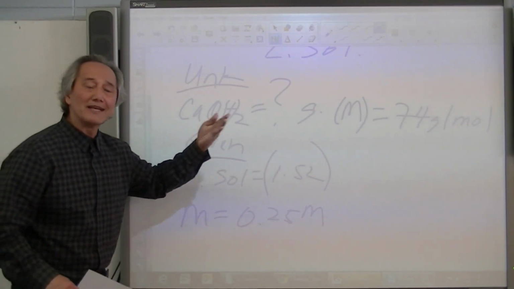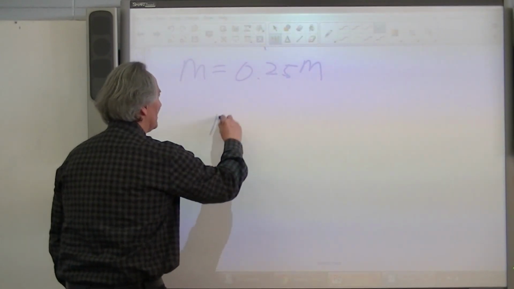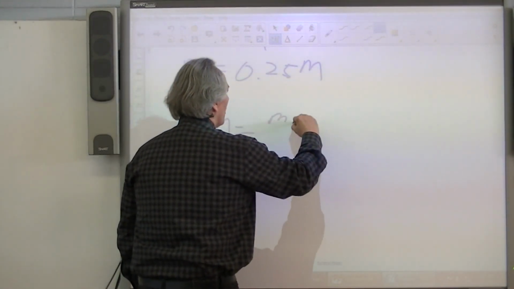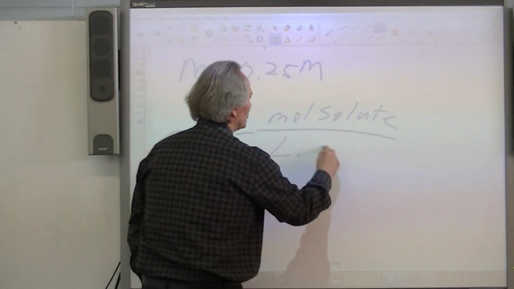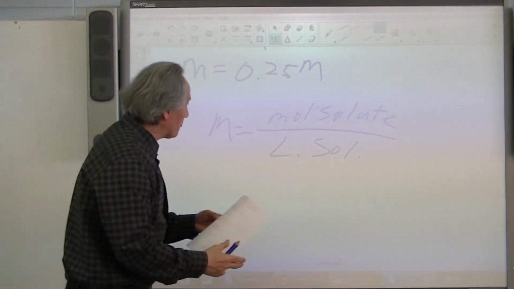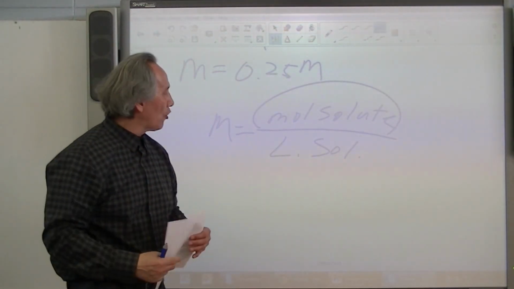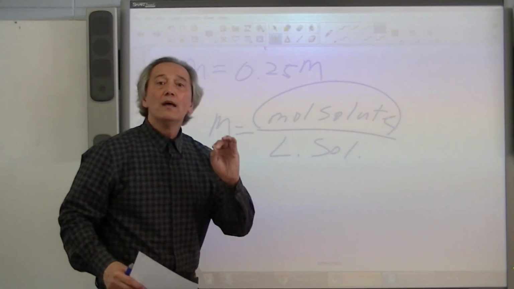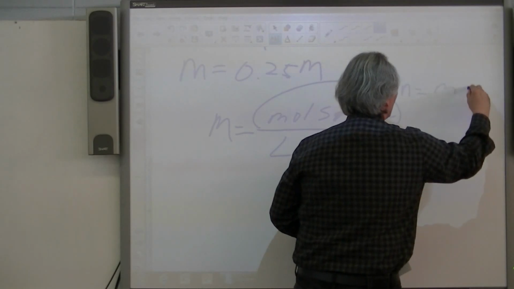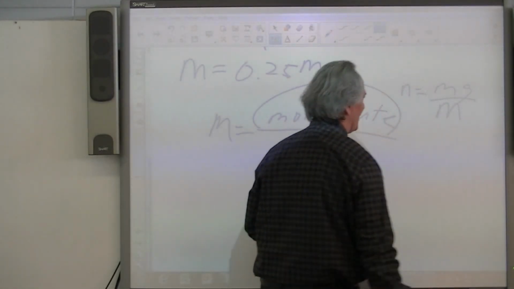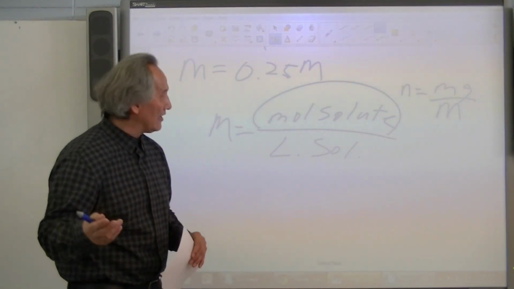So let's now plug it into our molarity equation, which again is molarity equals moles solute divided by liter solution. Now note that we're looking for grams of the calcium hydroxide, which is incorporated in the moles. Remember, moles is equal to mass in grams divided by the molar mass of the substance. In this case, the solute is calcium hydroxide.